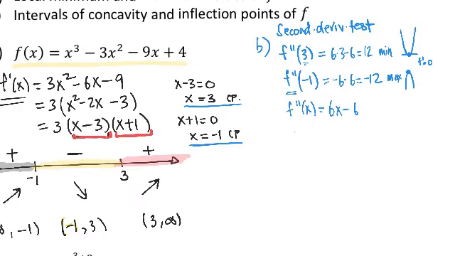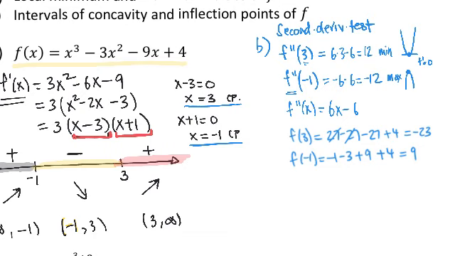Now I need to find f of 3 and f of negative 1 to write my final answer. f of 3 is 27 minus 27 minus another 27 plus 4, which I think is equal to negative 23. And f of negative 1 is negative 1 minus 3 plus 9 plus 4, which I think is positive 9. So f of 3 equals negative 23, which is my local minimum, and f of negative 1 is equal to 9, which is my local maximum.